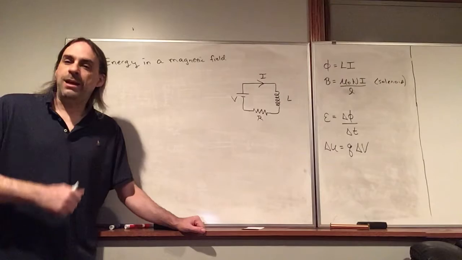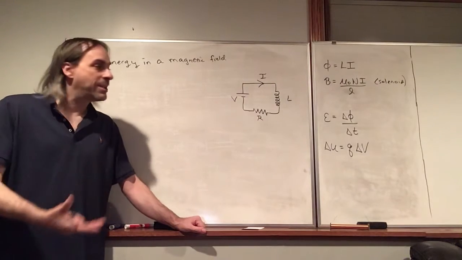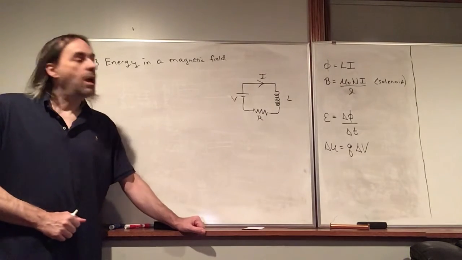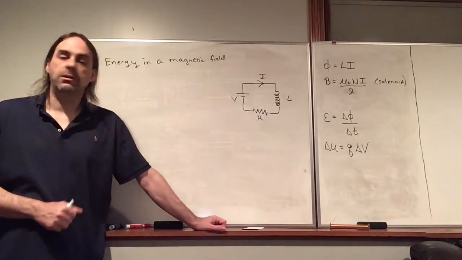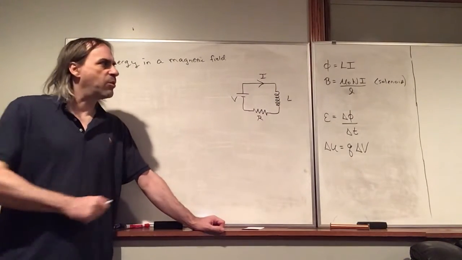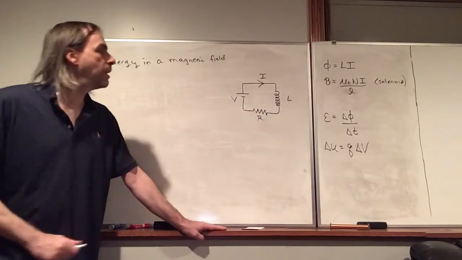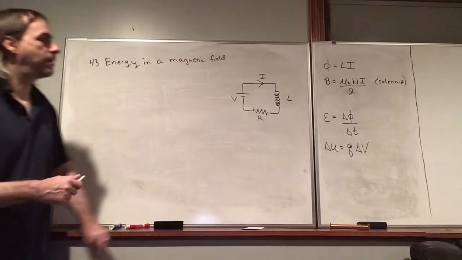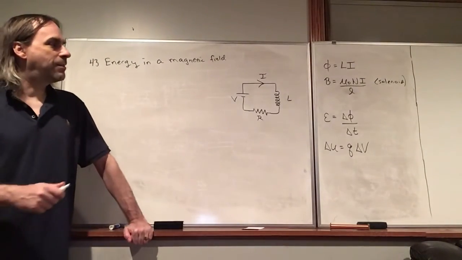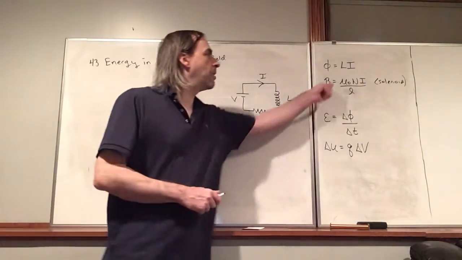And again, it takes energy to drive a current, so where's that energy coming from? We interpret that as being stored in the magnetic field of the inductor. In this case, we're just going to deal with a solenoid because it's a nice example of an inductor, and it's something we can actually calculate. We did this before, but it's not too hard to do.